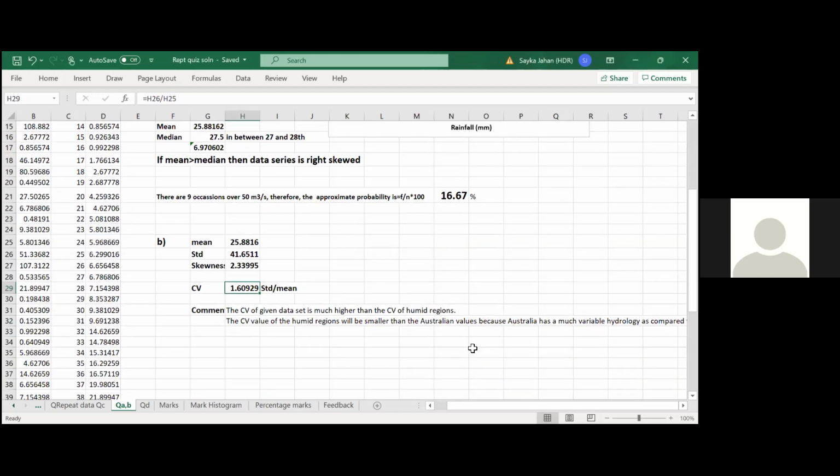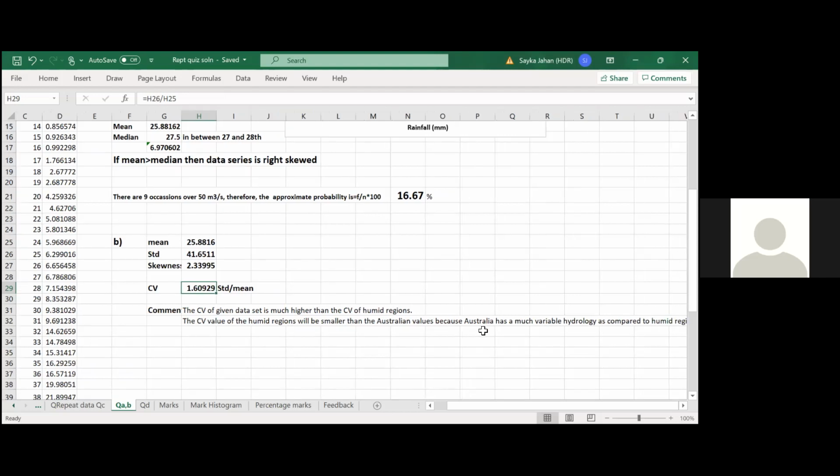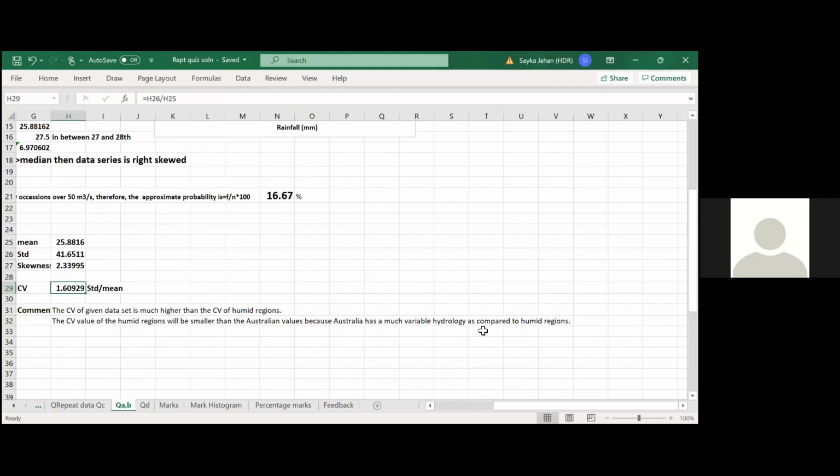For B, we have to estimate the CV value. Most of you expressed the CV value in percentage, and some of you expressed it as a fraction. It's all right, but the professor told me that the fraction is preferable because CV is expressed as a fraction. Here you have to comment on the CV value compared with the humid region. For the humid region, the CV value must be below that fraction, because the CV value of the humid region will be smaller than the Australian values, since Australia has a highly variable hydrology compared to the humid region.